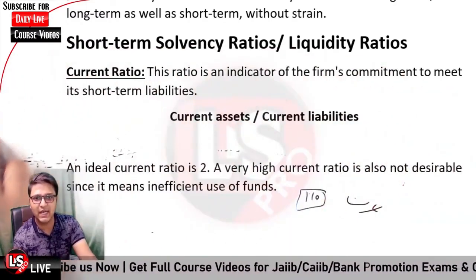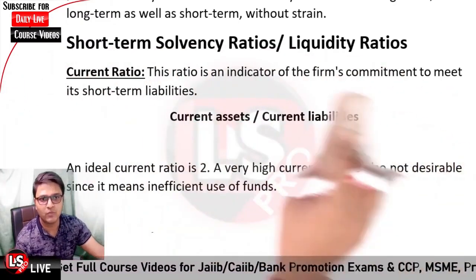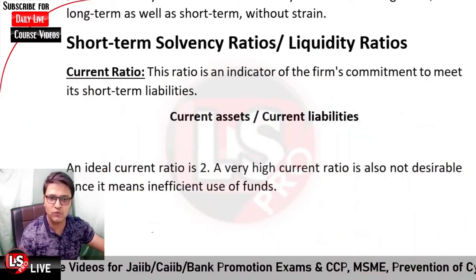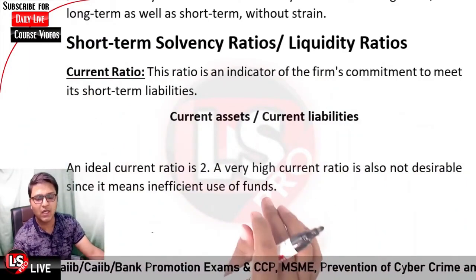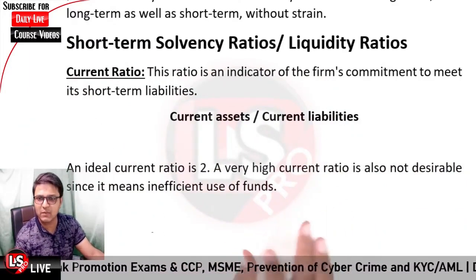And what is the ideal ratio for the current ratio? It is 2. So the benchmark ratio for the current ratio is 2. A very high current ratio is not desirable, as I already told you.